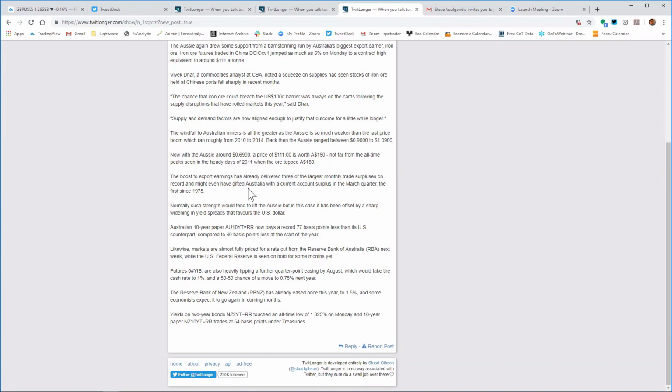The boost to export earnings is already delivered through the largest three monthly trade surpluses. Normally such strength would tend to lift the Aussie, but in this case it's been offset by a sharp widening in yield spreads that favor the U.S. dollar. Likewise, markets are almost priced in for a rate cut from the RBA next week, while the Federal Reserve is seen on hold for some months yet.